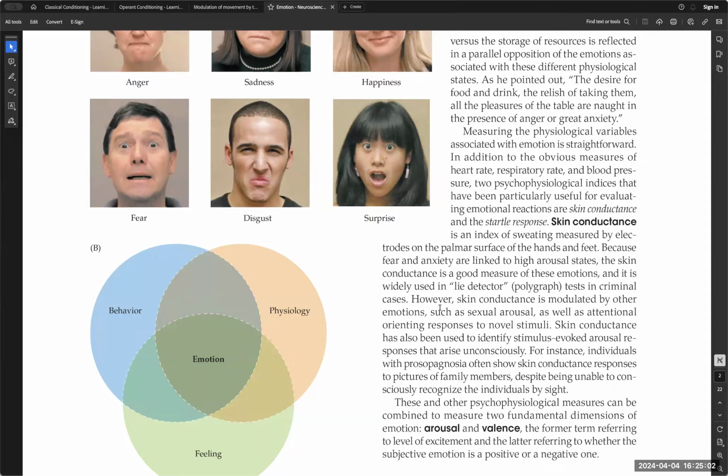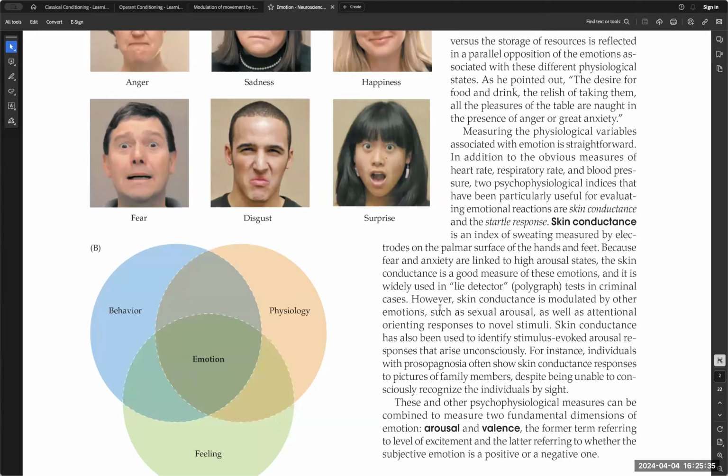Who wants to tell me? Fight or flight? Arousal system is controlled by which system in the brain? So sympathetic, parasympathetic, autonomic, okay? So fight or flight is sympathetic, more relaxed is parasympathetic, okay? And then ultimately valence is the positive or negative aspect of it.